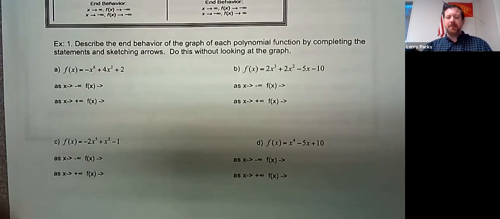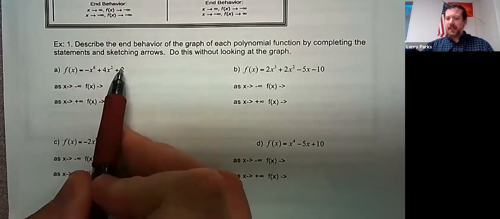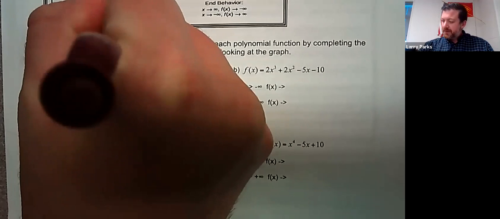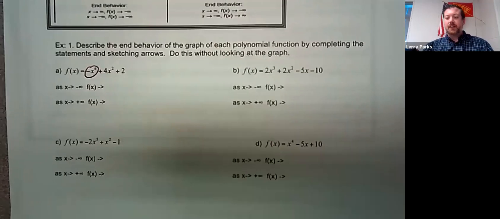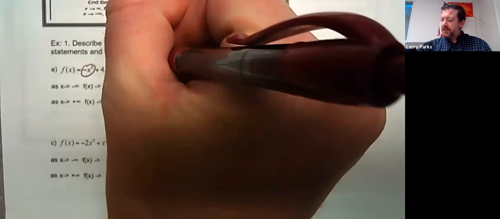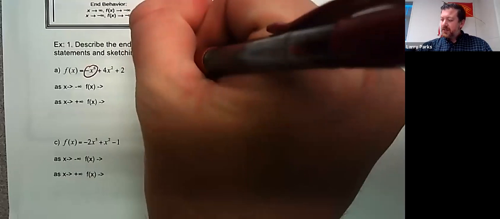So describe the end behavior of the graph by completing this statement and sketching arrows. So I look at this and I say, okay, which one is the leading term? The leading term would be the one with the highest degree. Sometimes these are not written in order, so I'd circle this one. And then I would say, what is the leading coefficient? I'm just going to call that LC. The leading coefficient is -1, which equals negative.